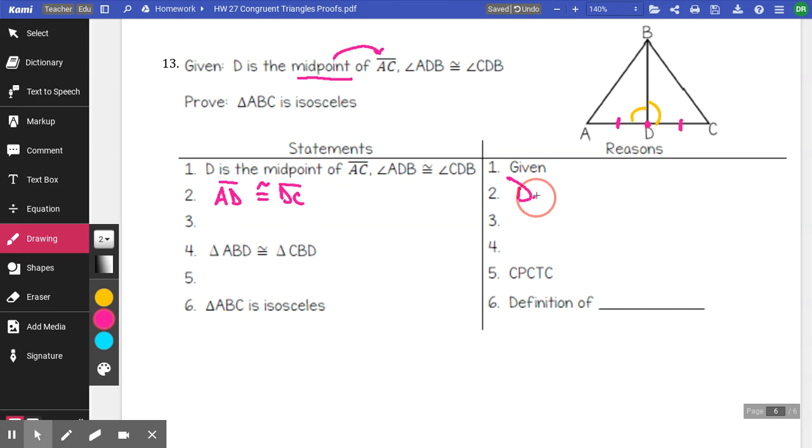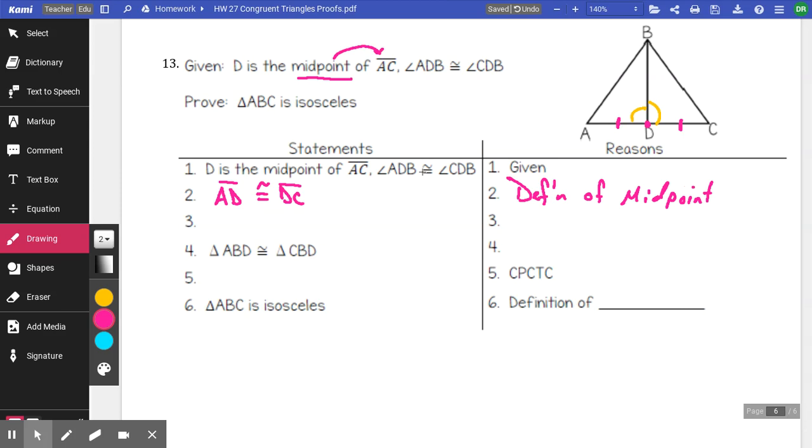And that is simply because we had the word midpoint to tip us off. So this is definition of midpoint. And that gives us two pieces of information as congruent. And we need just one more in order to say that the two triangles are congruent.